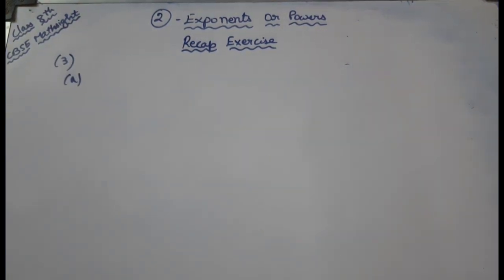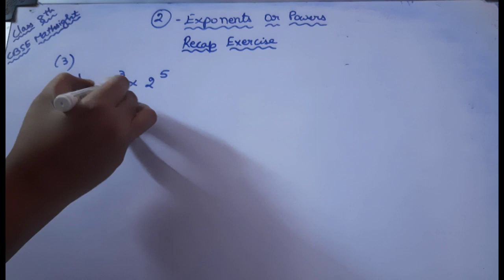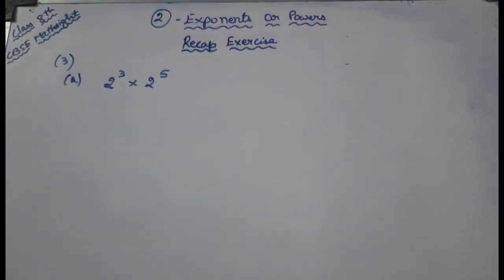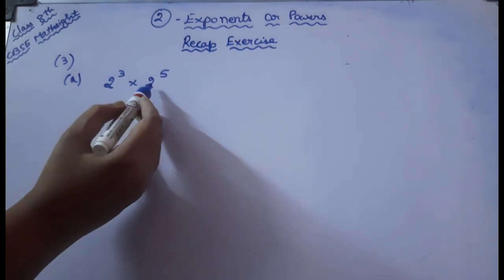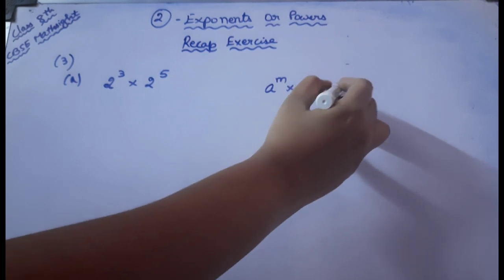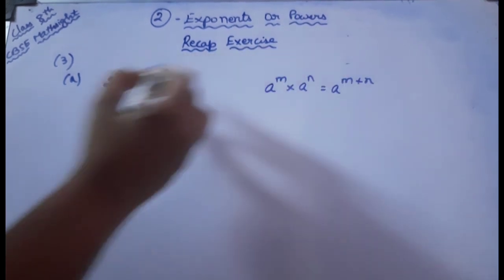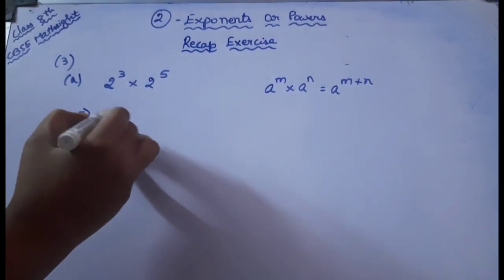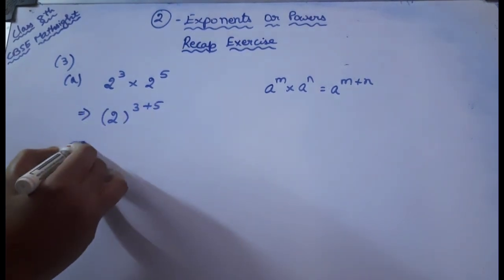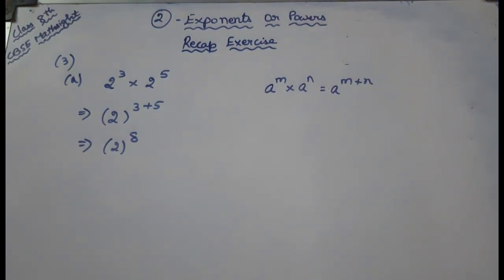We are going to see the third sum. Simplify and express the following in exponential forms. The first sum is 2 to the power of 3 into 2 to the power of 5. We have to simplify and write it in exponential form. We can see the base 2 with different powers, so by the rule a to the power of m into a to the power of n, we can always add the powers, so a to the power of m plus n. This can be written as 2 to the power of 3 plus 5, which is nothing but 2 to the power of 8. So 3 plus 5 is 8. So we can write it as 2 to the power of 8.